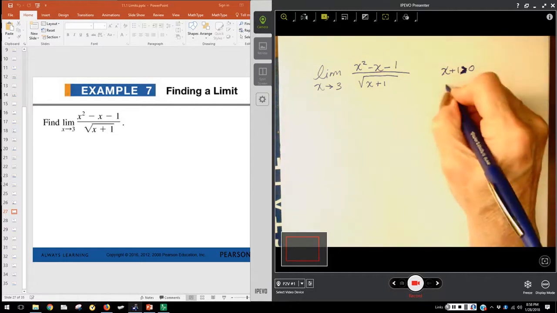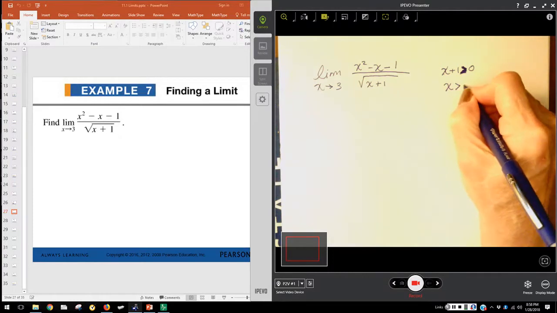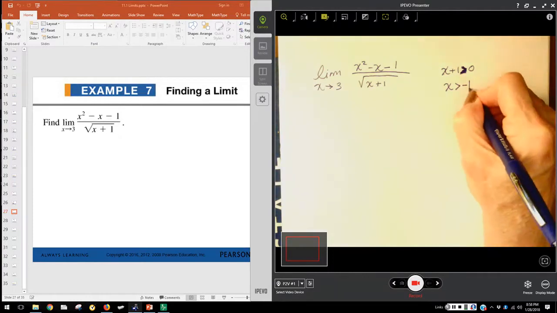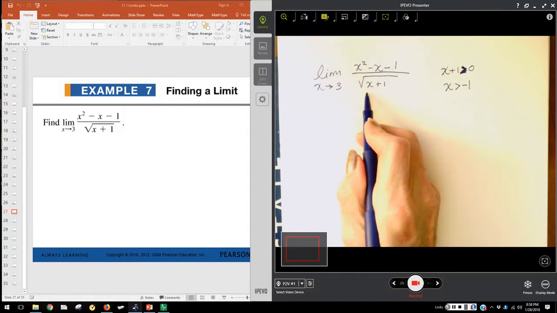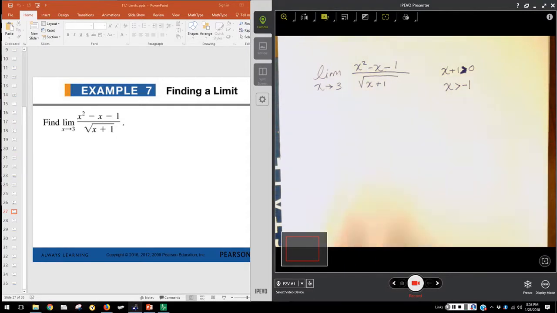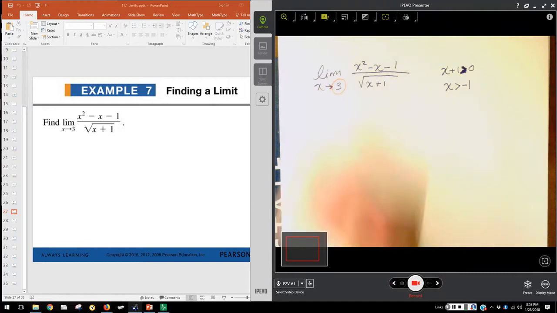So the issues we're going to run across is when x, as long as x is greater than -1, we're fine. If x is -1, we're taking the square root of 0. And if it were -1 or less, then we have the problem of it becoming negative. Fortunately, that isn't going to be a problem, because the number we're trying to approach is 3.